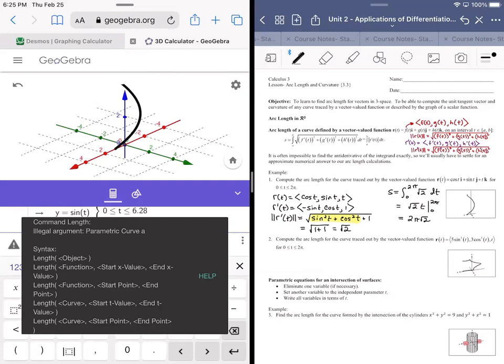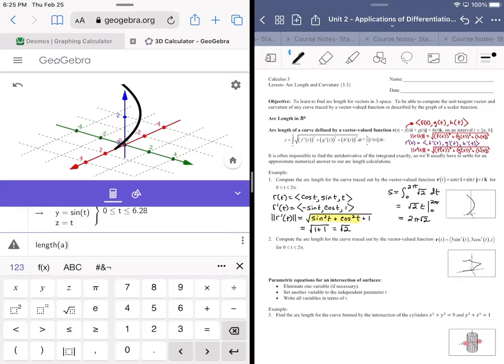Curve, start, endpoint. Okay, I'll try it with the start and endpoint. 0, 2 pi. 8.89. All right, so the moment of truth, 2 pi times the square root of 2. 8.89. What do you know? Honestly, first time I tried that. Never tried it before, so good to know that it'll actually figure it out. That's cool.